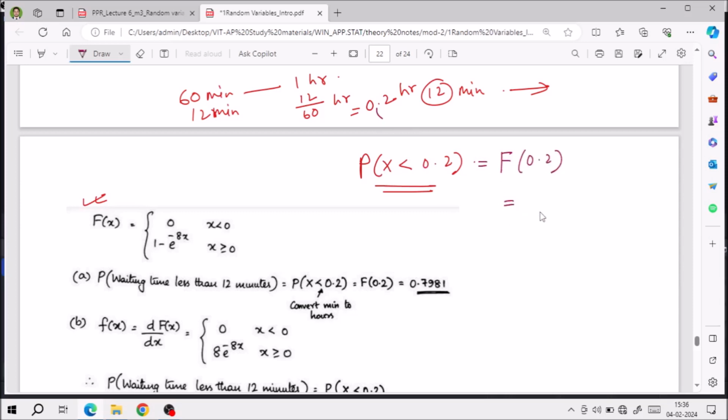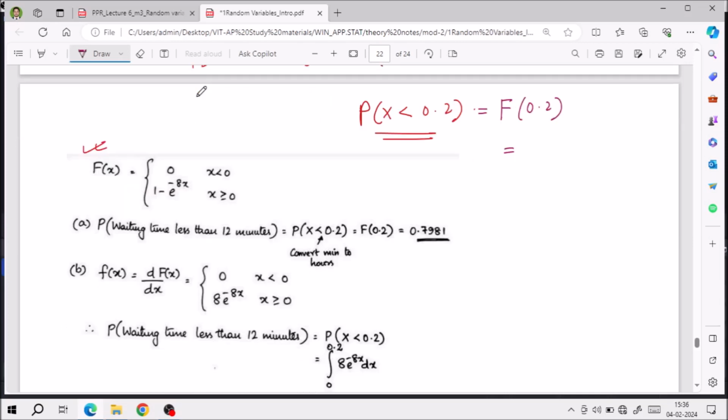Now apply the definition. What will be the value for F of 0.2? Basically you need to find probability of x less than 0.2, which is nothing but F of 0.2. Now how to find F of 0.2? The first part of the question, you need to find this probability by using cumulative distribution function. So you know what is F x. Now what is the density function, that is f of x? How to find it? Just simply do the derivative of capital F x.